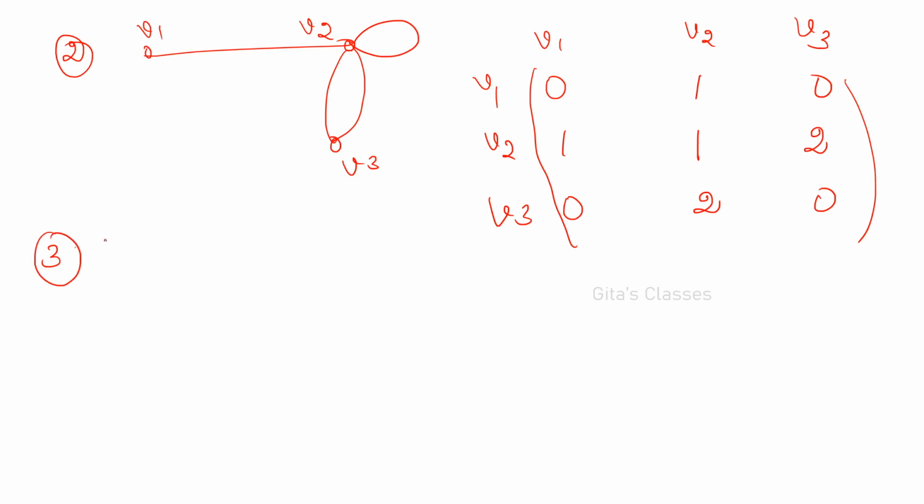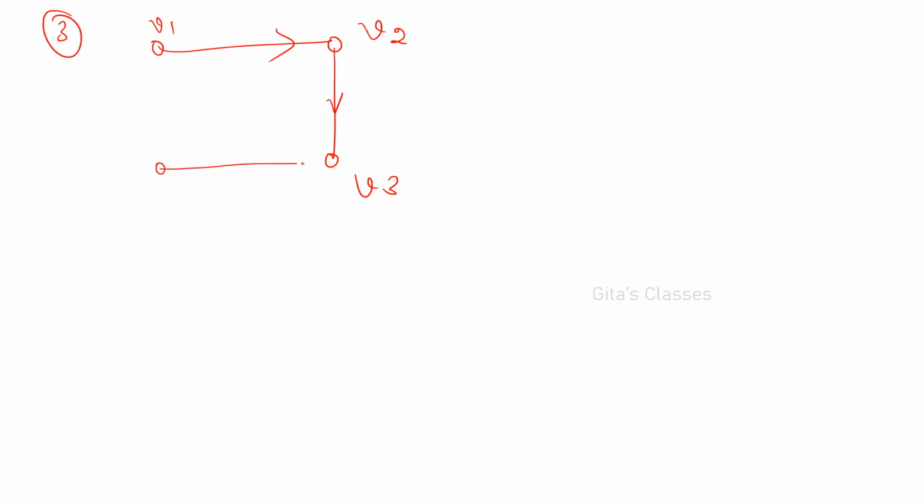Next is the third one, V1, V2. It is a directed graph, V1 to V2, V2 to V3, and V3 to V4, V4 to V1. Yes, V1 to V3. So this is the graph. You have to write the representation. This is a directed graph.